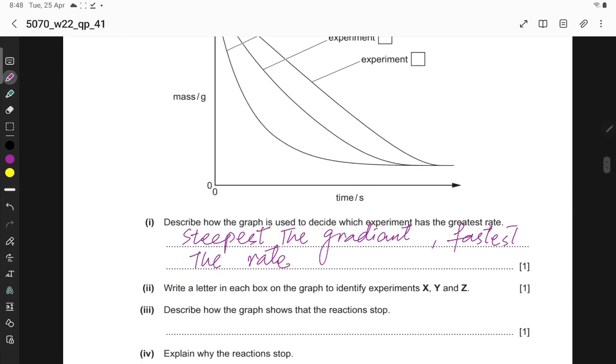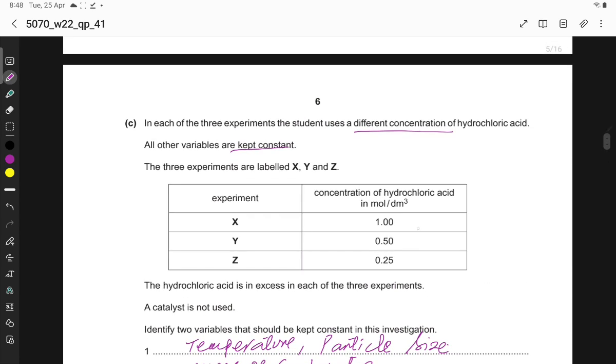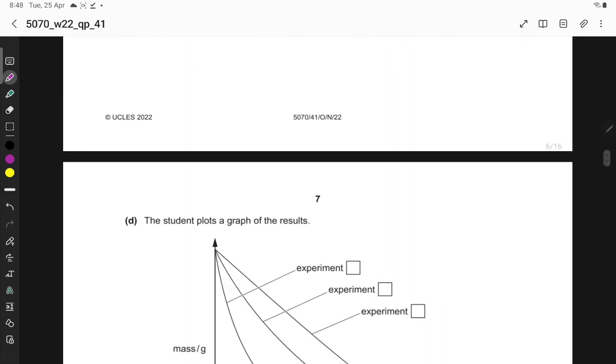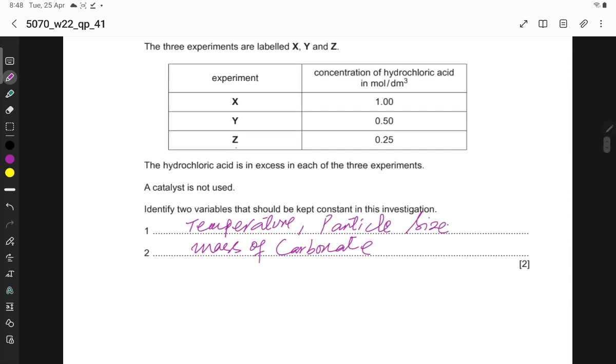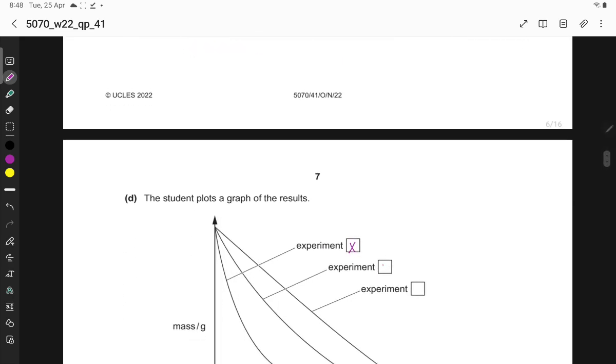Write the letter of each experiment in each box on the graph: identify experiment X, Y and Z. So X, Y, Z, look here. In X, there is more concentration, and concentration decreases from X to Y and Y to Z. So this is X, the fastest, because more concentration means particles become crowded and have more successful collisions. Second is Y and third is Z.